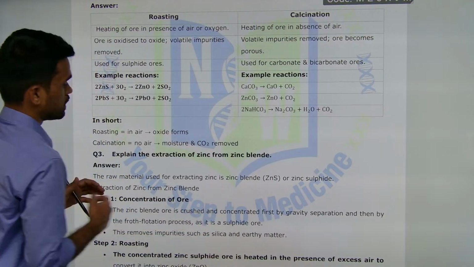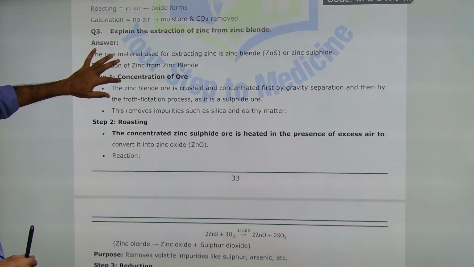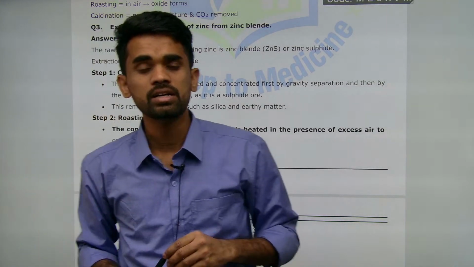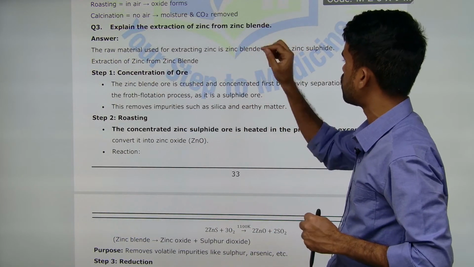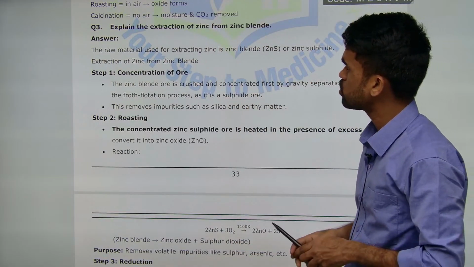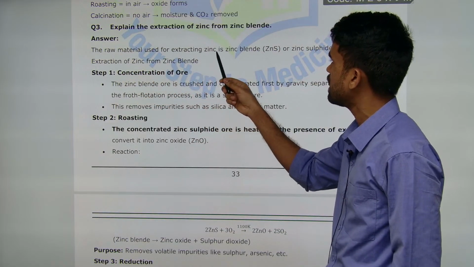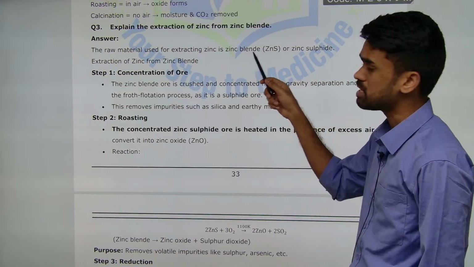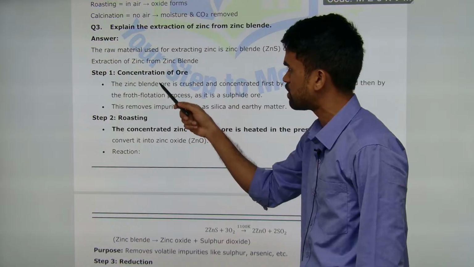Okay, next one is explain the extraction of zinc from zinc blende. So what do we mean by zinc blende here? ZnS. This is an ore from which we are extracting zinc. Read this statement here: the raw material used for extracting zinc is zinc blende, also called zinc sulfide. For the extraction of zinc from zinc blende, we follow these steps.